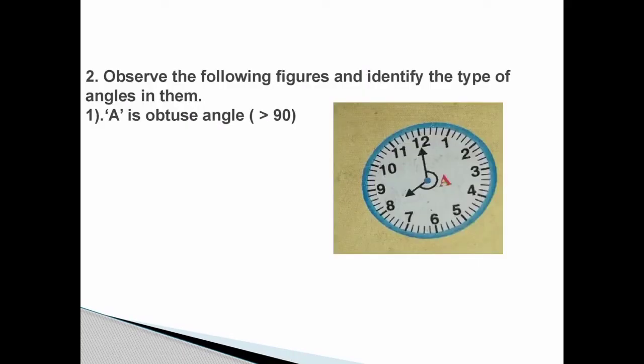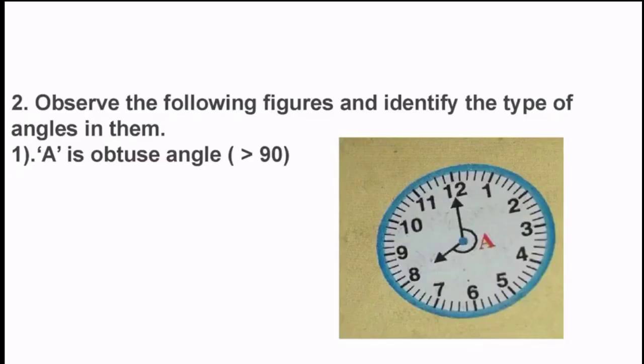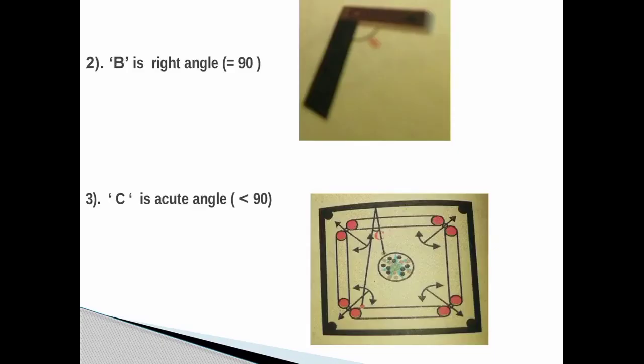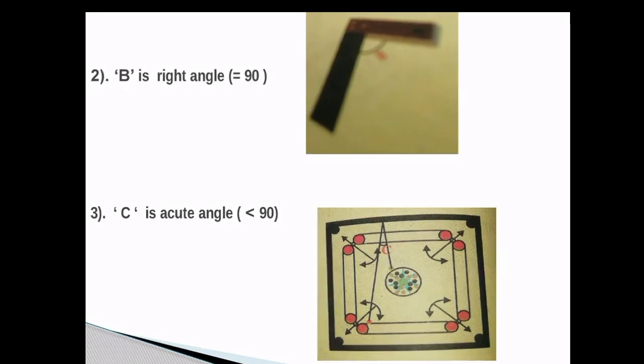Next, observe the following figures and identify the types of angles in them. In the first figure, A is an obtuse angle because the given angle is greater than 90 degrees. Next, in figure 2, B is a right angle because it is equal to 90 degrees, and in figure C, it is less than 90 degrees, so it is an acute angle.